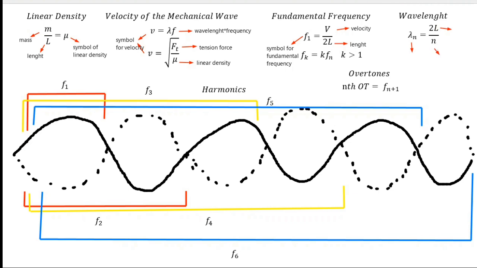We also have the wavelength. So wavelength can be anything. I didn't mention the n. The n is basically the antinodes.